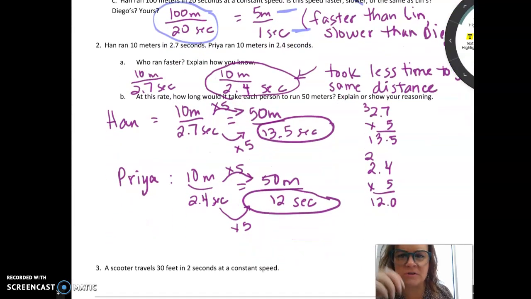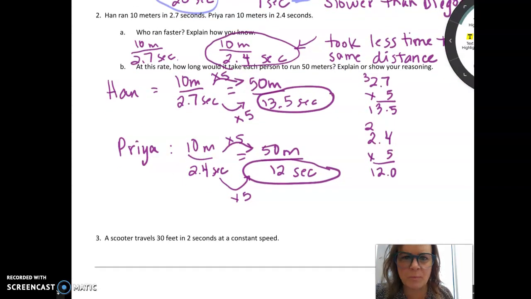So in number 2, Han ran 10 meters in 2 7/10 seconds, and Priya ran 10 meters in 2 4/10 seconds. And so who ran faster? Well, again, just like that last problem, we don't actually have to really do much with the ratios, just make sense of it. So if they both ran 10 meters and it took Han longer than it took Priya, then obviously Priya is faster. It took less time for her to cover the same distance.